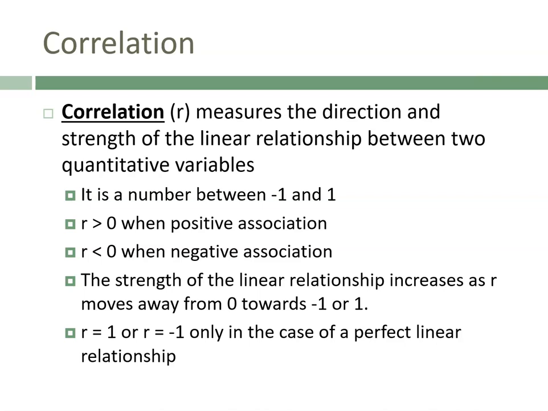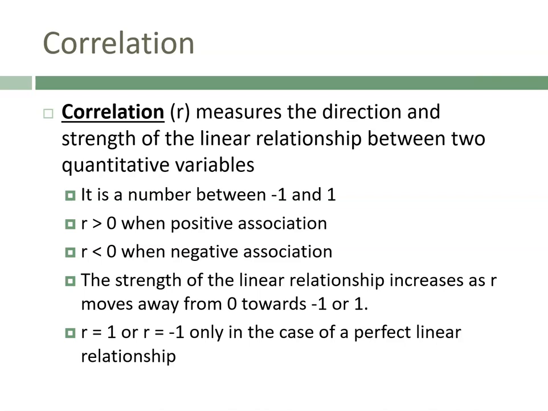The strength of the linear relationship increases as R moves away from 0 towards -1 or +1. The only time R is going to equal 1 or -1 is in the case of a perfect linear relationship. So unless it makes a perfectly straight line, it's not going to be exactly 1 or -1.